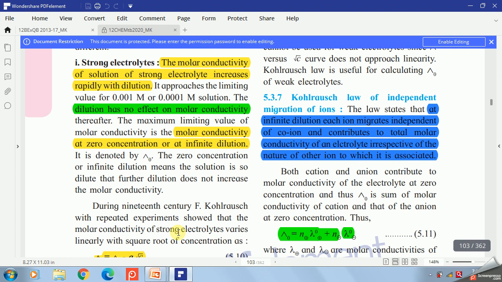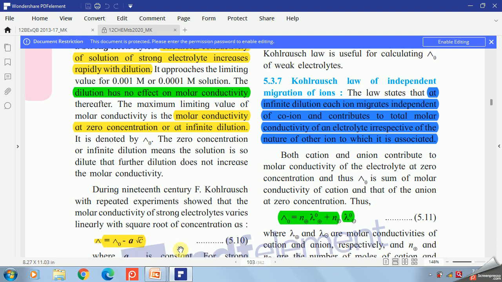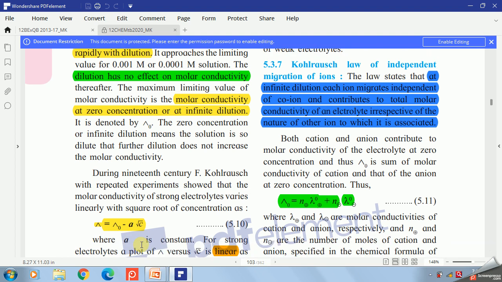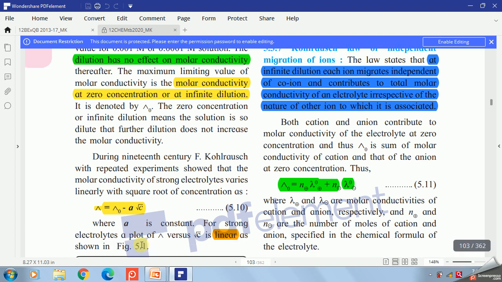Now in the 19th century, F. Kohlrausch with repeated experiments showed that molar conductivity of strong electrolyte changes linearly with square root of its concentration. It means we get a straight line graph if we plot a graph of molar conductivity against square root of concentration, and we propose one equation: lambda is equal to lambda 0 minus a into square root of c, where a is a constant value and c is the concentration.